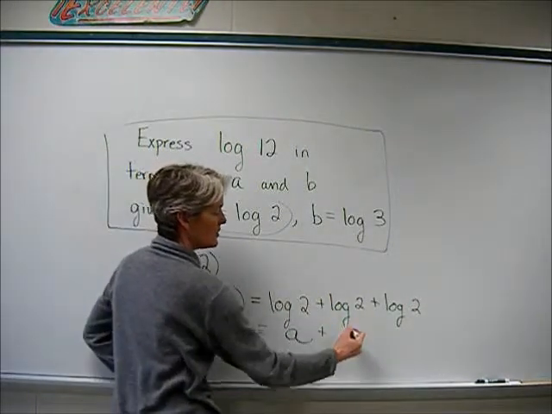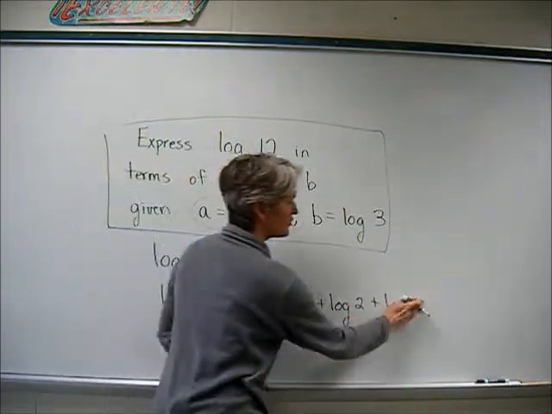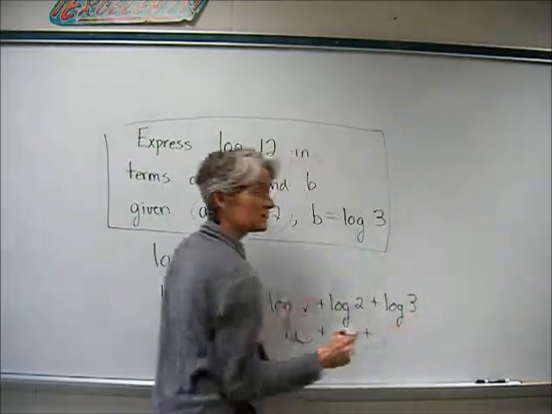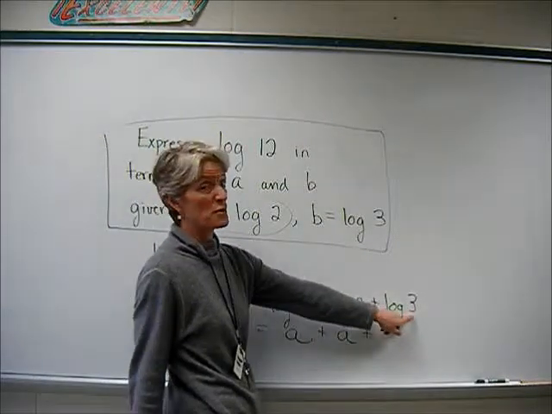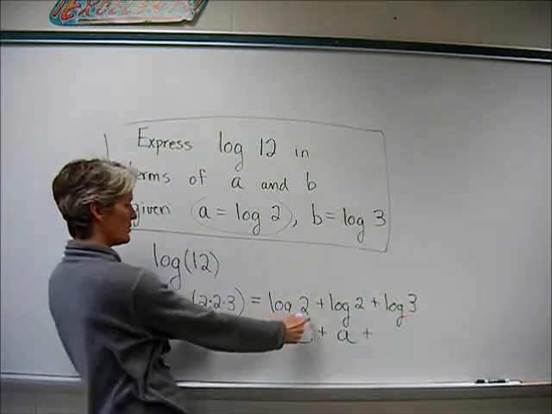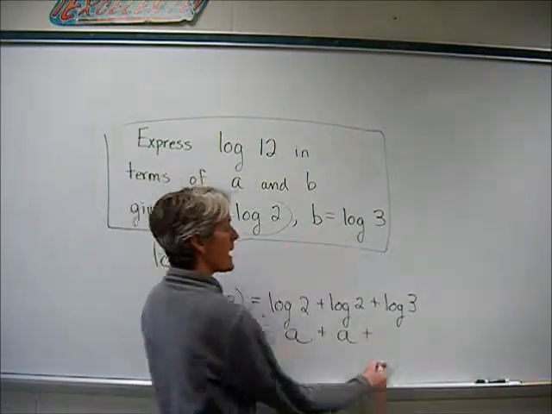Plus log of 2, there's another a. Log of, oh, what the heck? This should have been a 3. My apologies. Just making sure you're sharp. So that's the log of 3, of course. Log of 2 plus log of 2 plus log of 3. Log of 3 now is going to be my b.